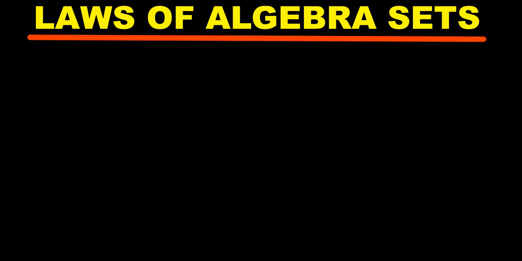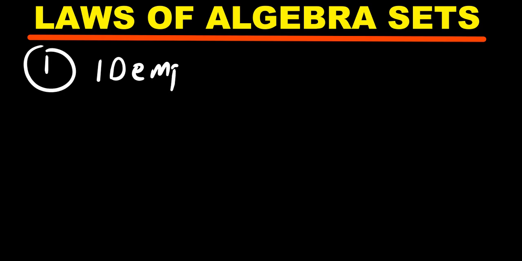Let's talk about the laws of algebra of sets. Now, there are several laws that you need to understand if you are to understand sets, okay? Basically, there are about 8 of them, and we're going to talk about all of them one by one. Let's start with the first one. This is called the idempotent laws.